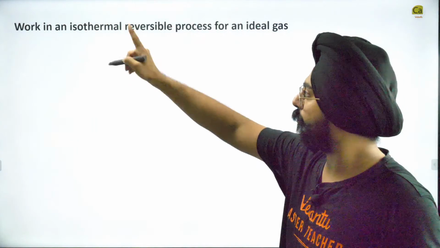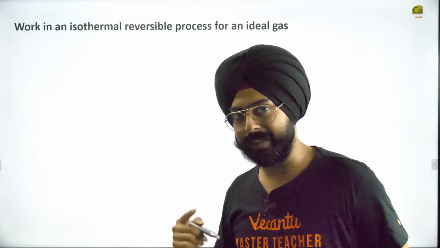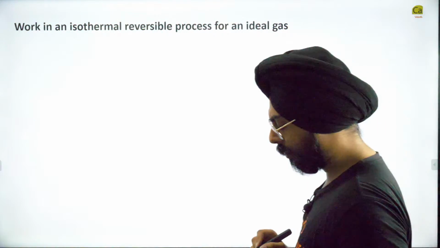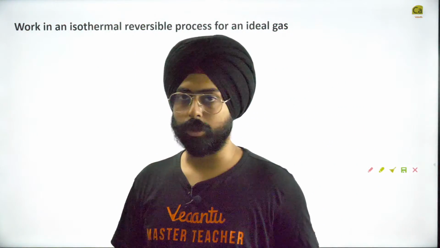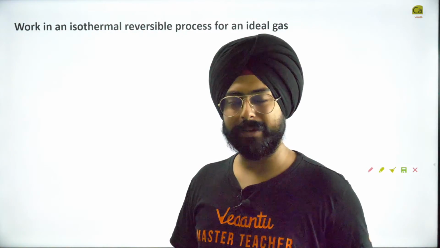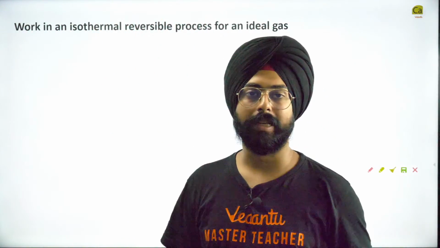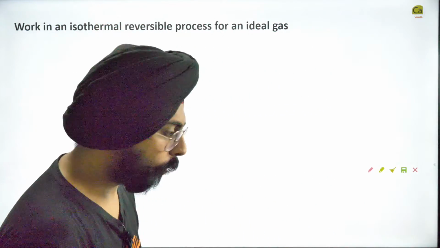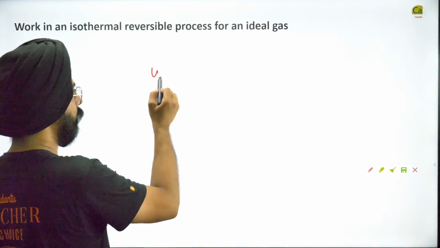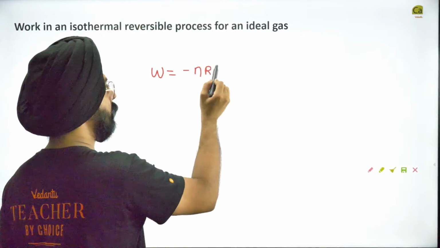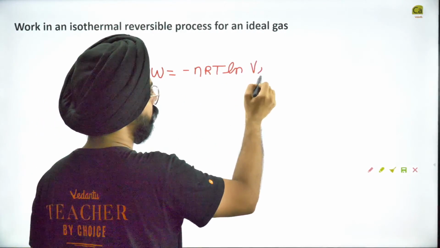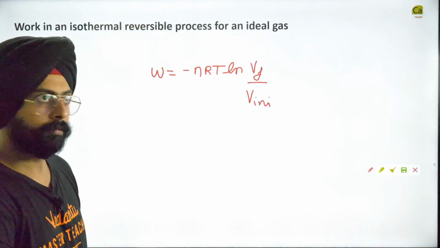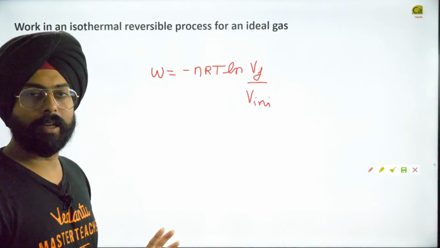Now let's move on to this. This is something that I had taught you in the previous class, the class that we had on Tuesday, where we derived a formula for work in an isothermal reversible process for an ideal gas. What was the formula? W is equal to minus nRT ln V final upon V initial. Do you remember this formula? Minus nRT ln V final upon V initial.